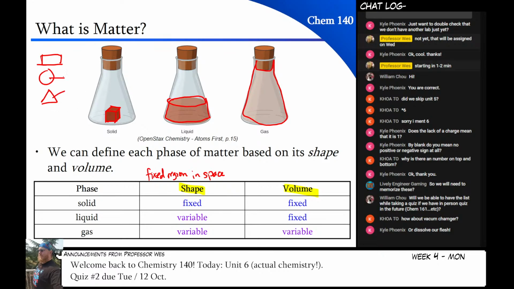But if I told you they all had the volume of 3 square centimeters, that's possible, right? I could draw shapes that all had the exact same area. Likewise, I could have different shapes that have the same volume. So these are independent properties of each other. I could have any shape I want with any volume I want. It just depends on the object and the phase. So volume is just going to be the amount of space that is occupied. We're going to typically measure volume in milliliters or cubic centimeters.